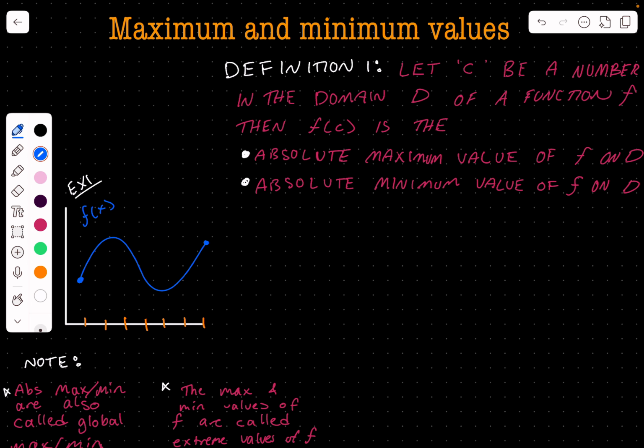So in plain English, what I believe this is saying is you're going to have a number. This is going to be a critical number. This critical number must lie within the domain of your function. C is represented as your critical number or critical point.